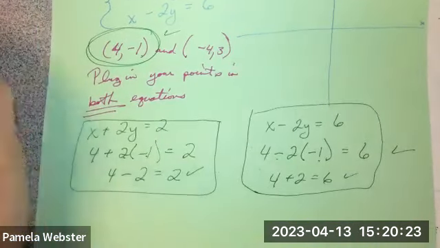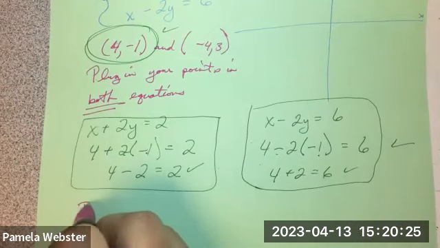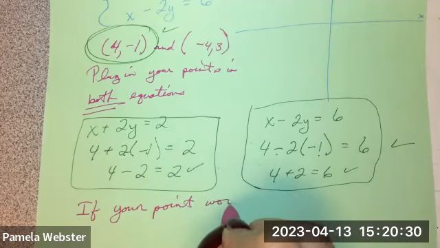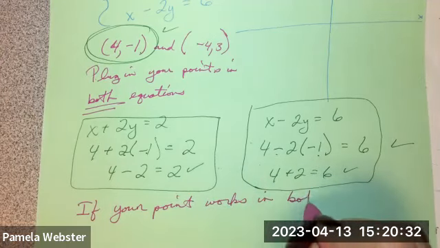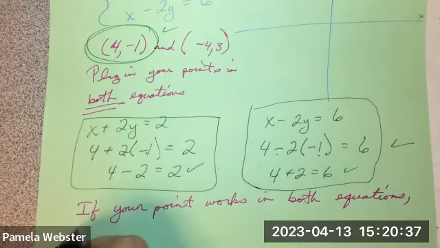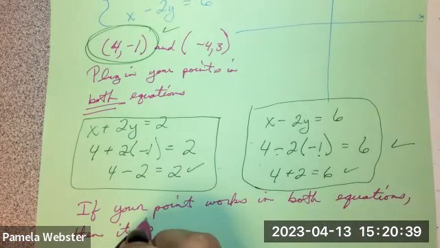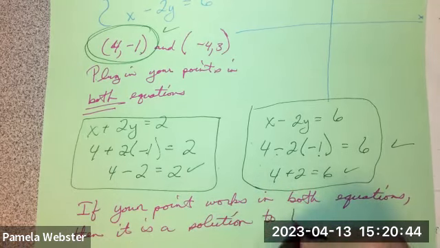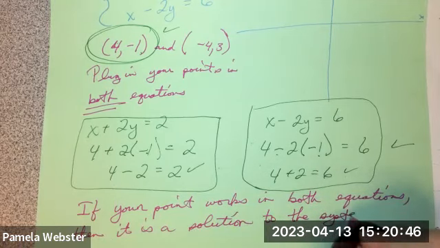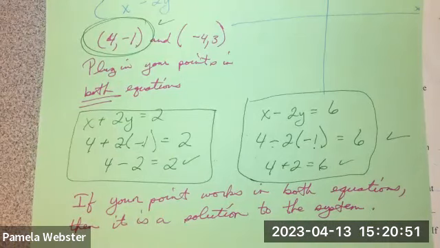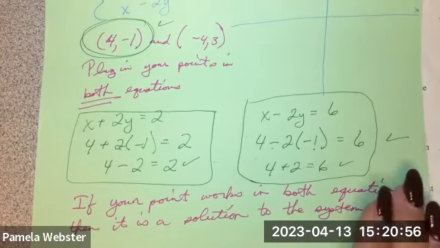So if your point works in both equations, then it is a solution to the system. All right, so it works in both. What that means for me is, if your point works in both equations, then it is a solution to the system. So graphically speaking, let me come back up here.